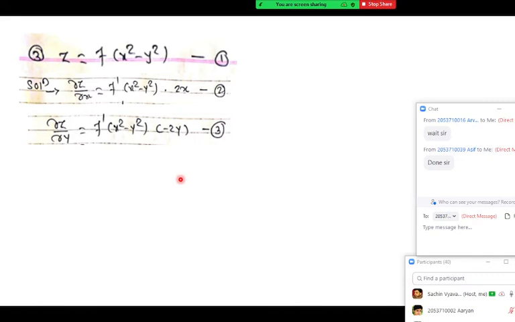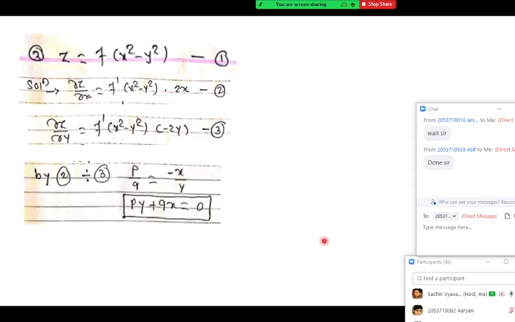So we don't want a final relation that has f present in any form. It should not be in the form of f or in the form of its derivatives. It should be free from the arbitrary function completely. So the answer will be this one. When you divide and cross multiply, py plus qx equals 0 is the differential equation corresponding to the given equation.